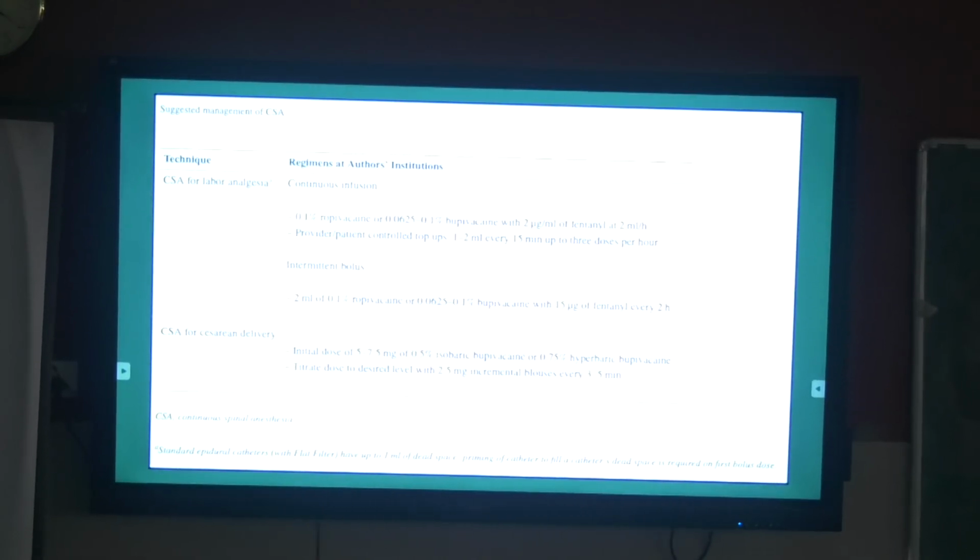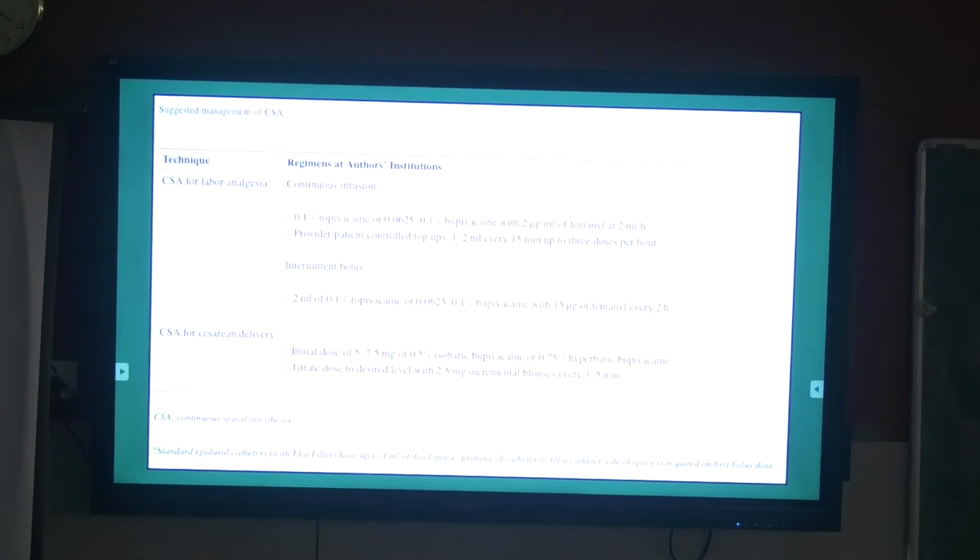And for cesarean delivery, initial dose of 5 to 7.5 milligrams of 0.5% isobaric Ropivacaine, whatever drug you want to use. And titrate the dose for the desired level, 2.5 milligram incremental boluses every 3 to 5 minutes. And you have to remember the dead space of the catheter.